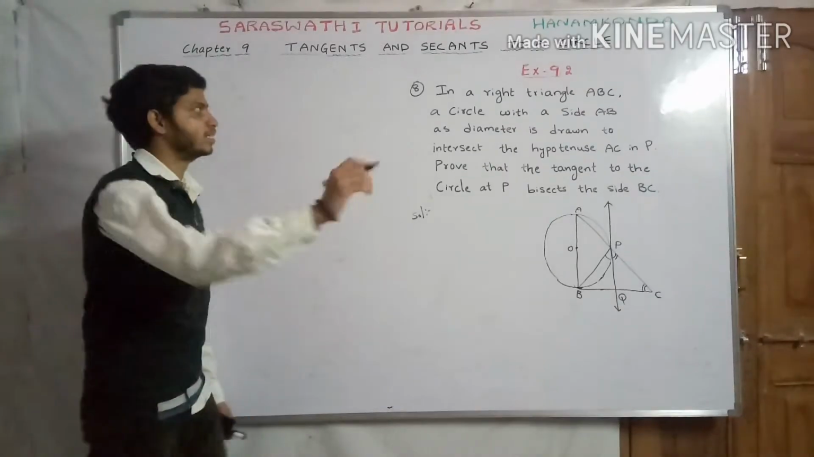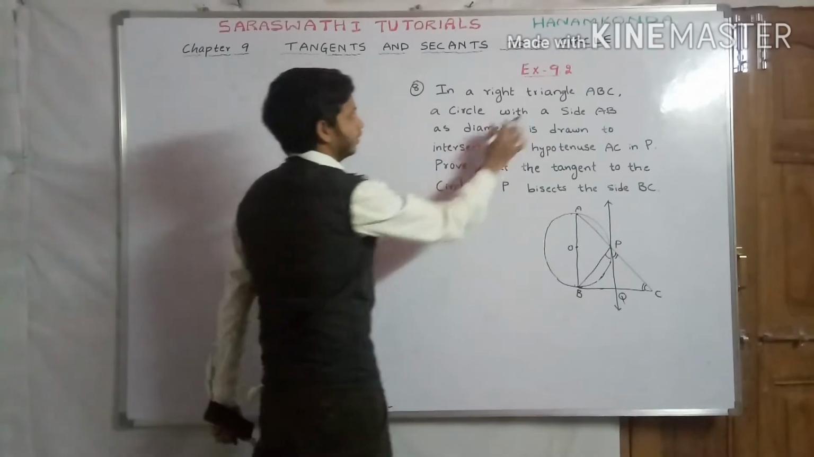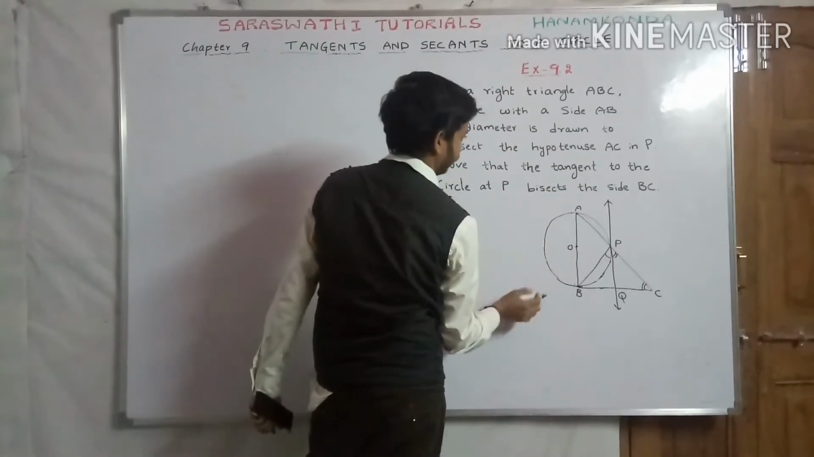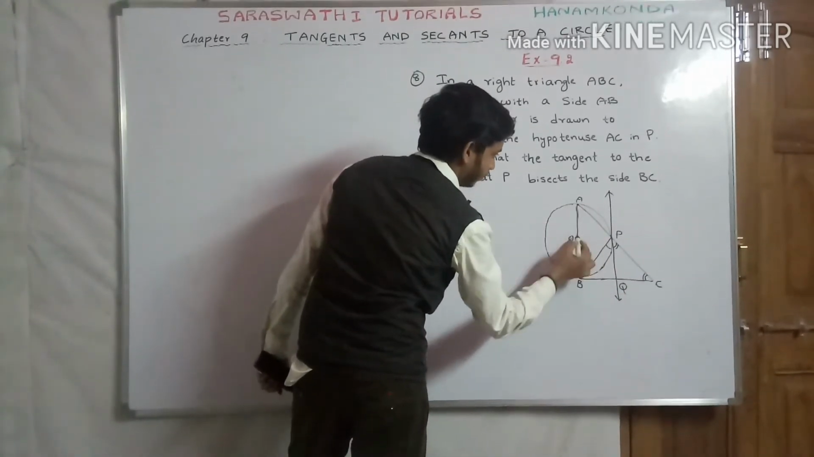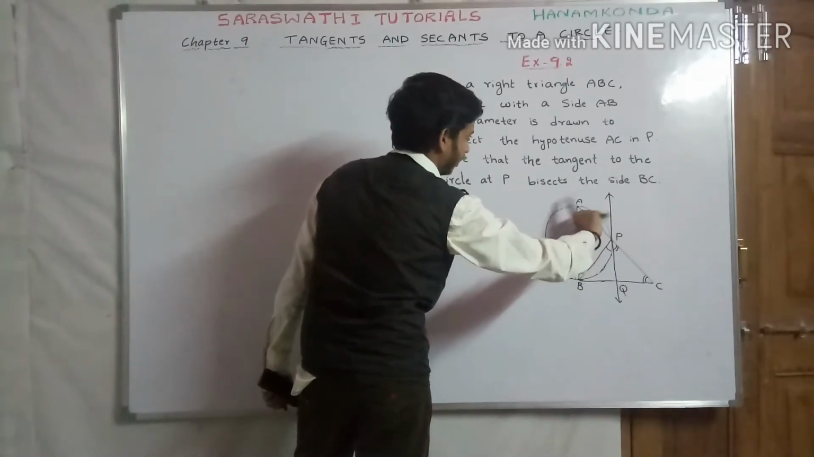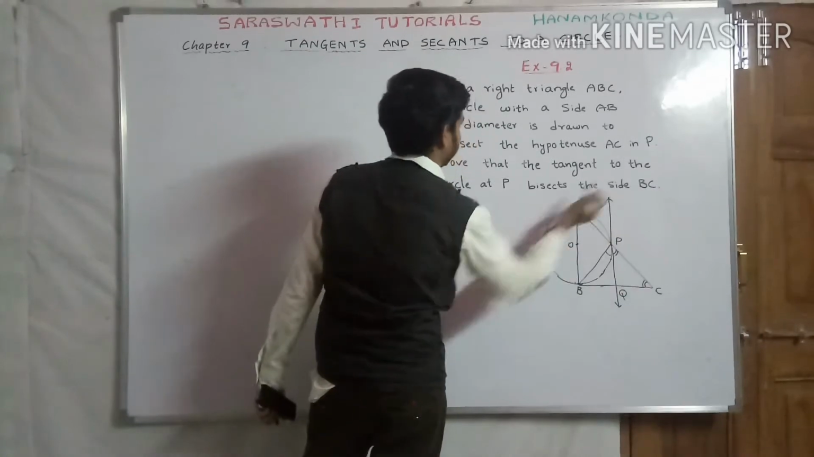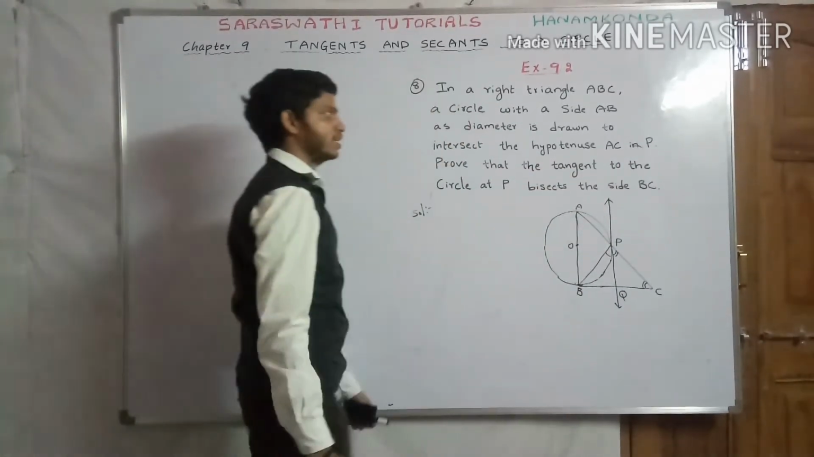Okay, the next question is: in a right angle triangle ABC, a circle with side AB as diameter is drawn to intersect the hypotenuse AC in P. So this is a right angle triangle, AB is taken as diameter, and a circle is drawn to intersect AC at P. We have to prove that the tangent to the circle at P bisects the side BC.